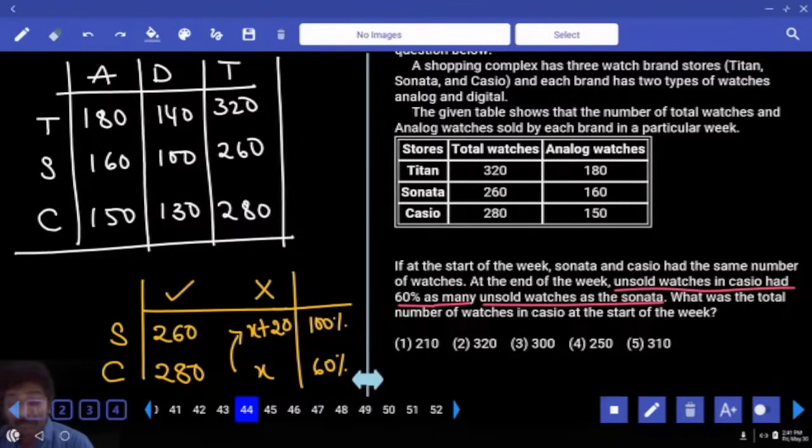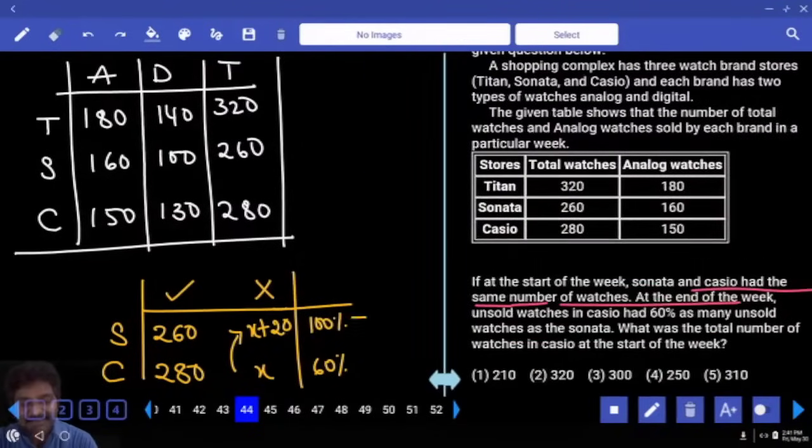Got it? What is the difference in percentage? What is the difference in number? Then 40% should be equal to 20. 1% is 8. If 1% is 8, 100% is 800.